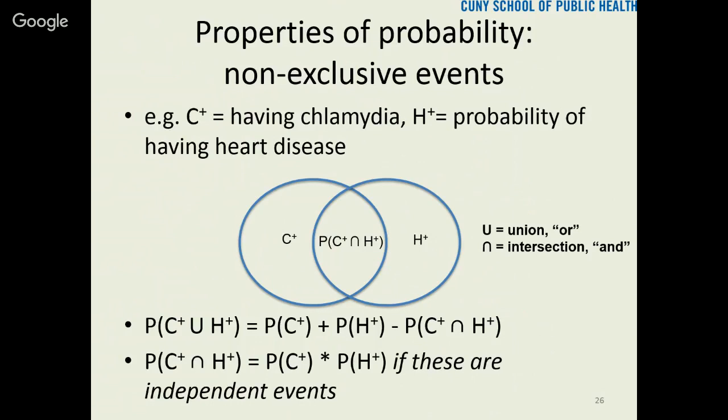And this is an important rule. You can also write out the intersection as the product of these two probabilities if they are independent. So if having chlamydia and having heart disease are completely independent, having one does not increase or decrease your probability of having the other, then the probability of the intersection of the two events is the product of the two individual probabilities.